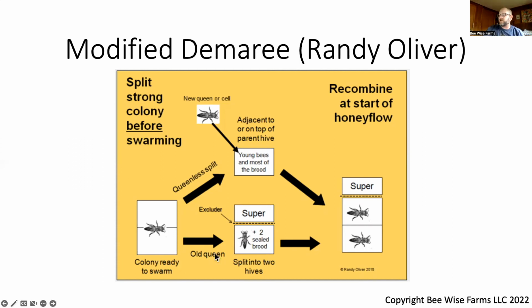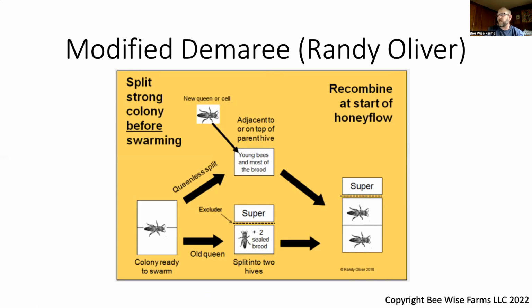So what you can see here is this is basically the same thing. You have your old queen that's going in the bottom box with 2 sealed brood frames. You're adding an excluder. You're putting a super on top. You can put that other box with the young bees and all of your brood on top of this with another queen excluder, or you can put it on its own as its own hive.